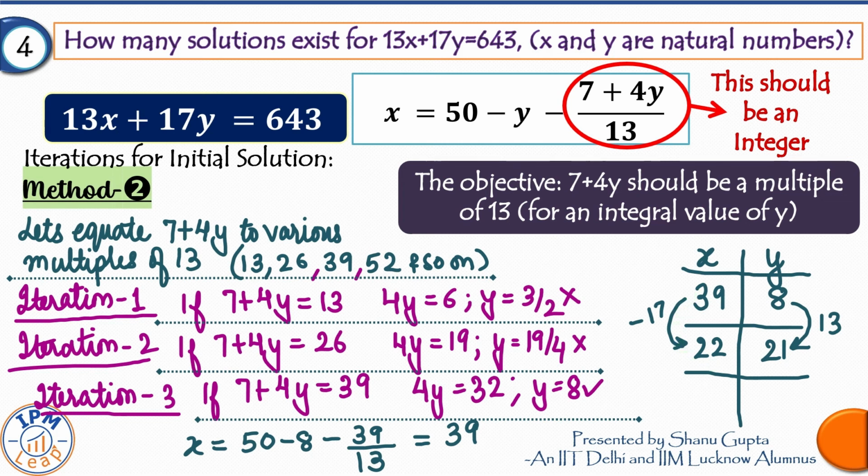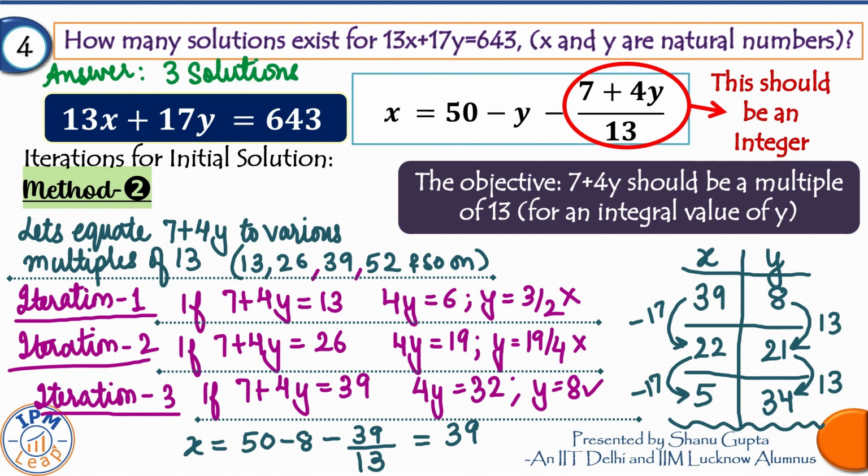This is another possible solution. Next, y is equal to 21 plus 13, which is 34, and x is equal to 22 minus 17, which is equal to 5. This is yet another possible solution. Beyond this, if we decrease x by 17 more, it becomes negative. Therefore, there exist 3 possible solutions for this equation.